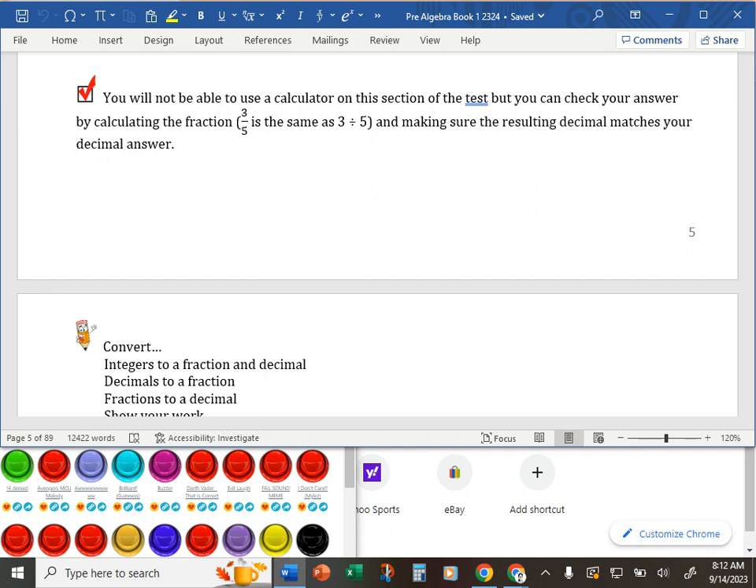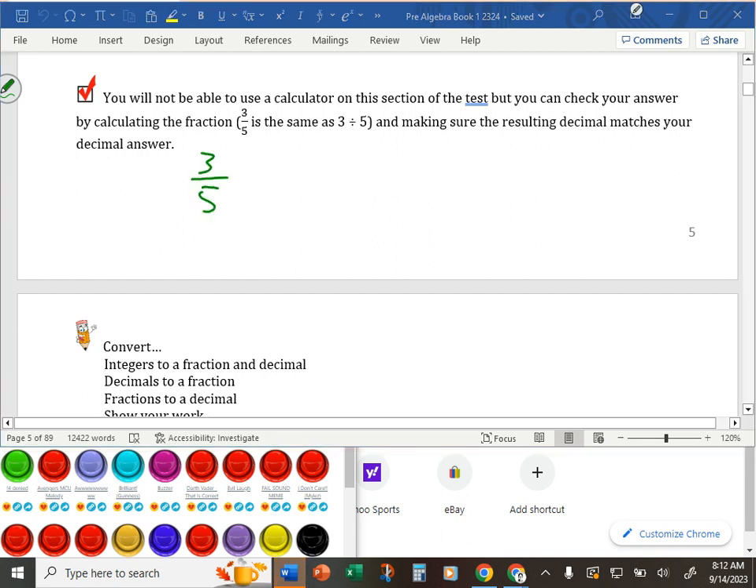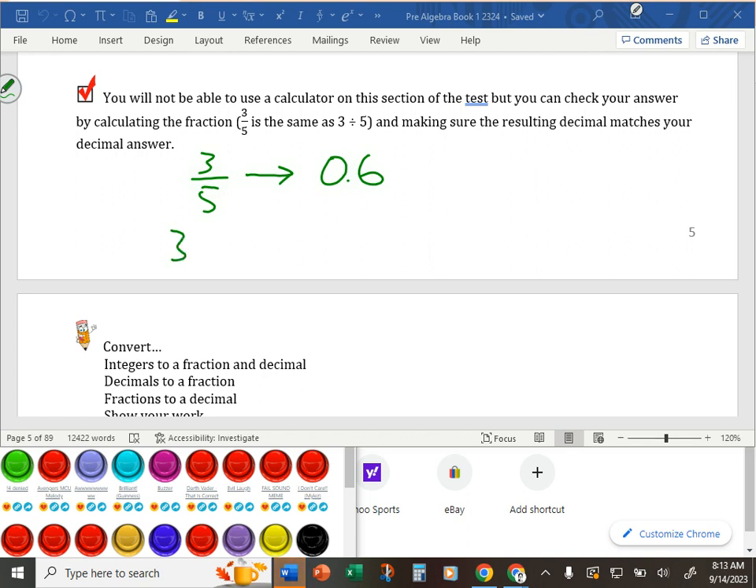What I mean by this is that I think we did 3/5 up at the top, and we decided that 3/5 was the same as 0.6. Right now, for your homework, if you wanted to check that in your calculator, because that fraction bar means division, if you take 3 divided by 5, you're going to get 0.6. So in the homework, the calculator could be a tool to help you check some of these answers. However, you will not be able to use a calculator on this part of the test because that would just make it way too simple. All right. So yeah. Thank you.